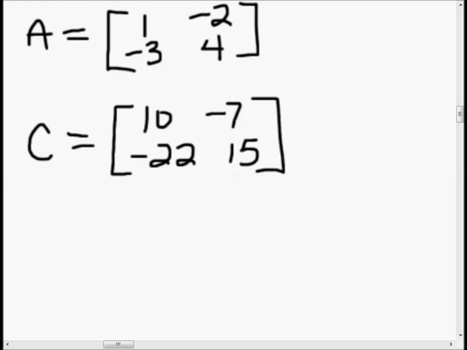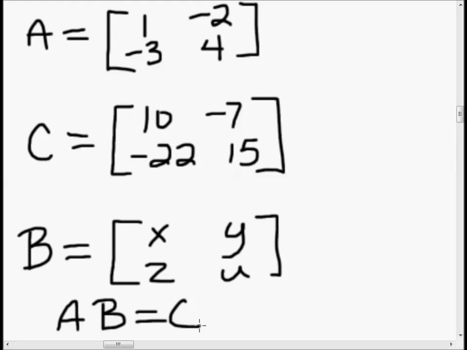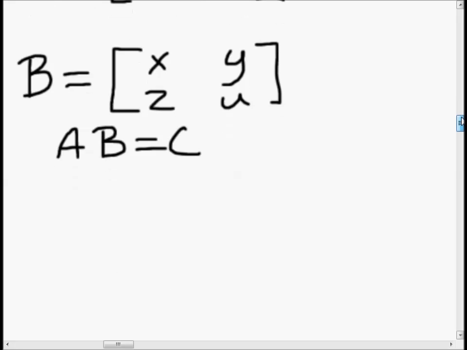They're a little rough at first, so the first thing I like to do is, we've written down what our two known matrices are. Let's go ahead and write down the matrix we don't know. And you're like, well, how can we do that? Well, we're just going to put random values in here. So I'm actually going to do x, y, z, and u. I ran out of variables, sorry. And then the next thing is we know that A times B equals C.